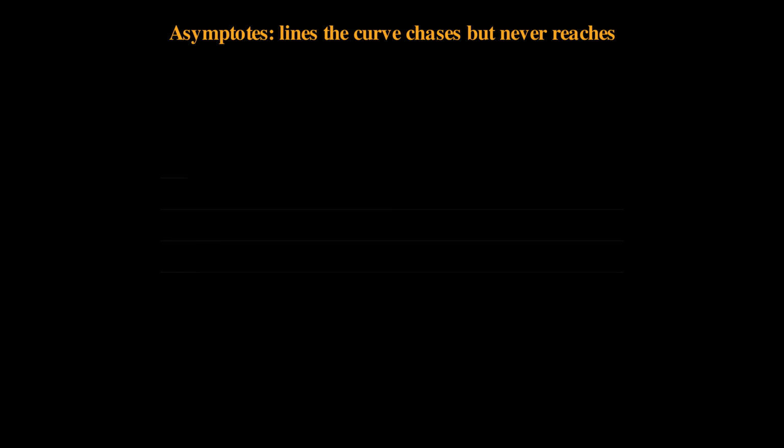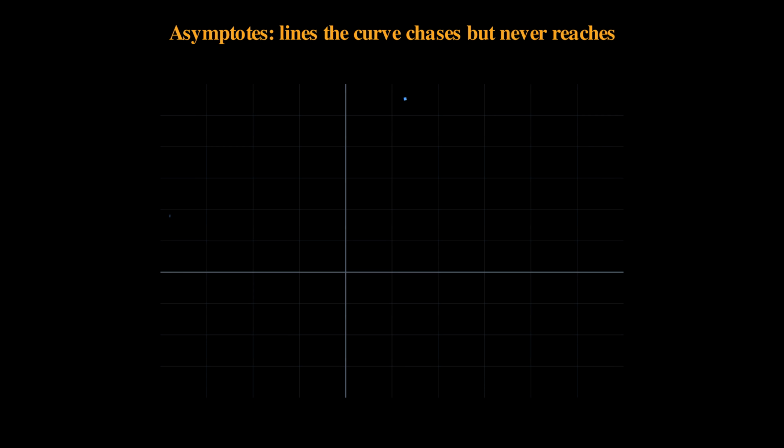Polynomials never run off to infinity in a wall-like way, but many other functions do. And that brings in the last two features. Asymptotes. An asymptote is a straight line the curve gets closer and closer to, forever, without ever touching it.